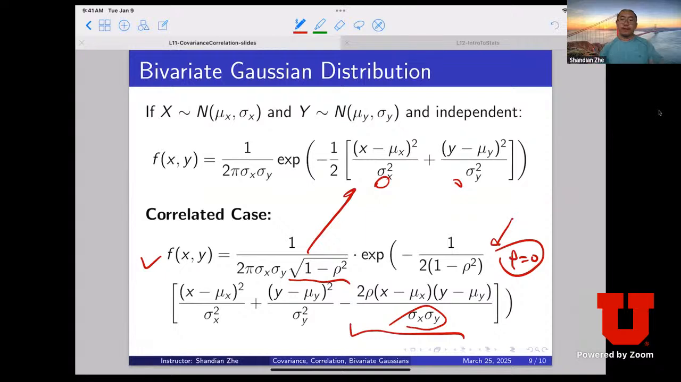Okay, let's stop here today. Next week, we'll start reviewing this bivariate Gaussian distribution again because it's very, very useful and important.